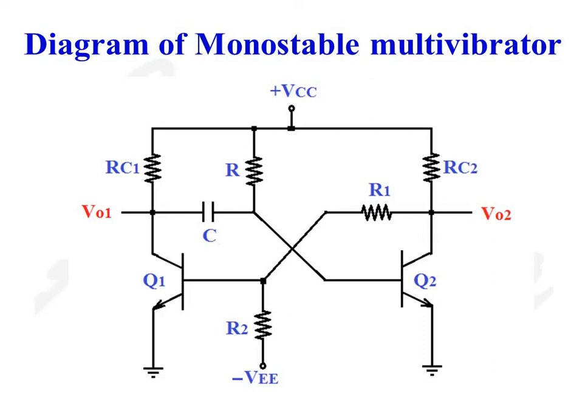As one of the two ends of resistor R2 is connected to minus VEE, potential at the base of transistor Q1 is negative and transistor Q1 is in the off condition. As transistor Q1 is in the off condition, collector voltage of transistor Q1 is equal to plus VCC, and so transistor Q2 is in the on condition. And this is the stable state of the monostable multivibrator.